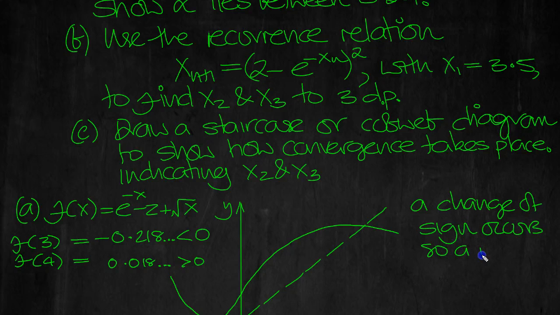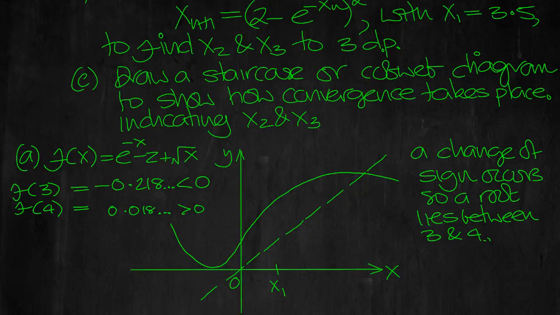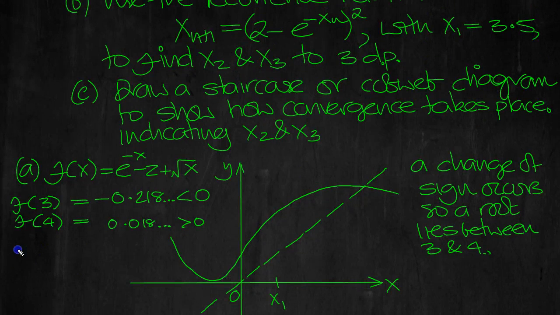So a root lies between 3 and 4. So that's part A then. Now part B, use the recurrence relation with x1 equals 3.5 to find x2 and x3. So let's have a look at that then. I'll put part B here, and we'll work out x2 and x3.